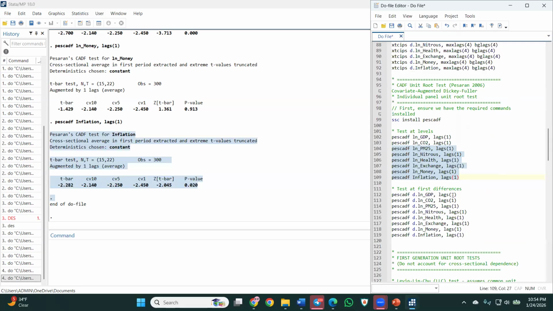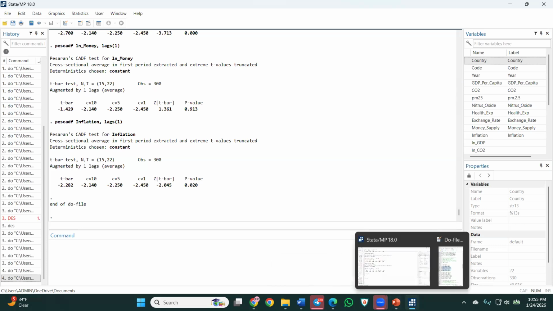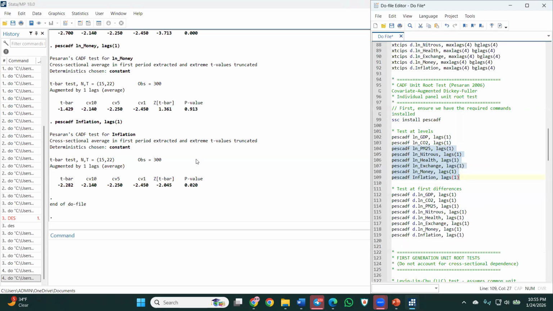Okay, so again, using the p-value, with inflation, we reject the null hypothesis. So it is stationary. Okay, great. It is stationary. Using the p-value, you can see that it is significant. It is less than 0.05. Then you reject the null hypothesis to say that it is stationary. So that's at level for the variable.